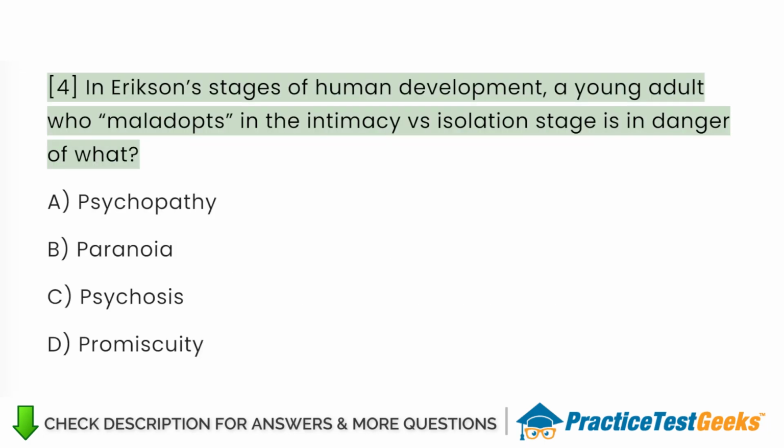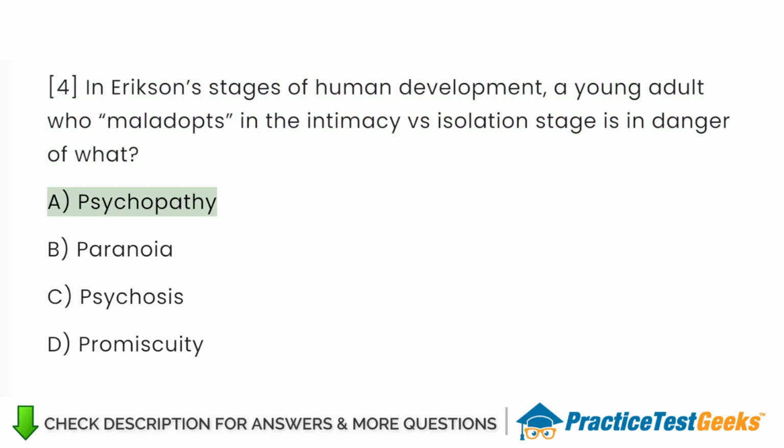In Erikson's stages of human development, a young adult who maladapts in the intimacy versus isolation stage is in danger of what? A. Psychopathy, B. Paranoia, C. Psychosis, D. Promiscuity.